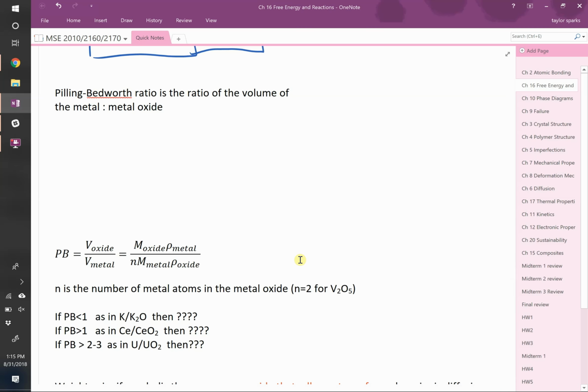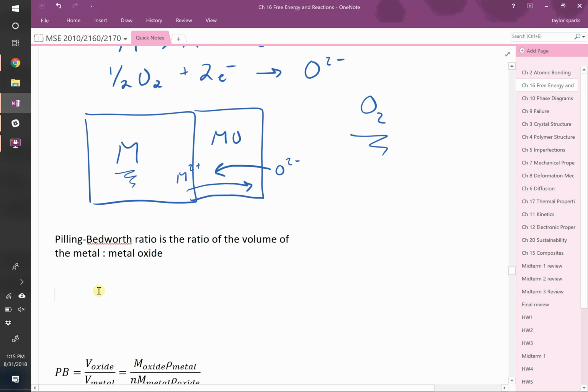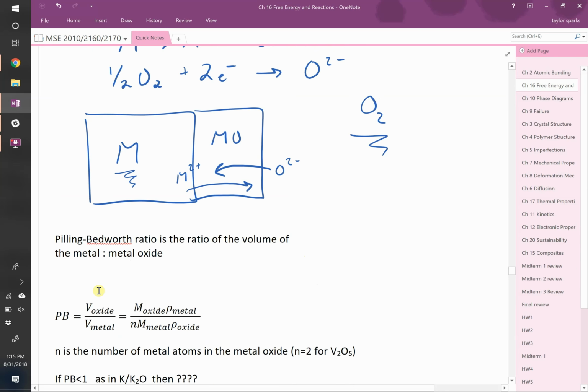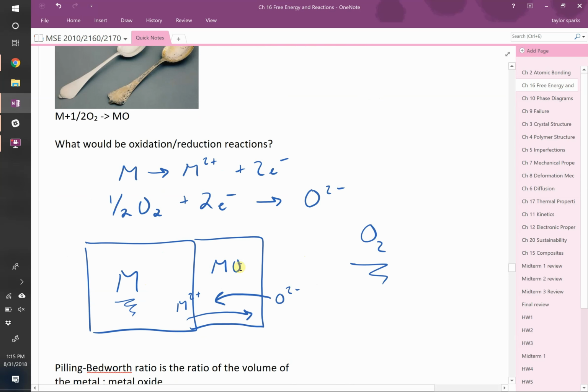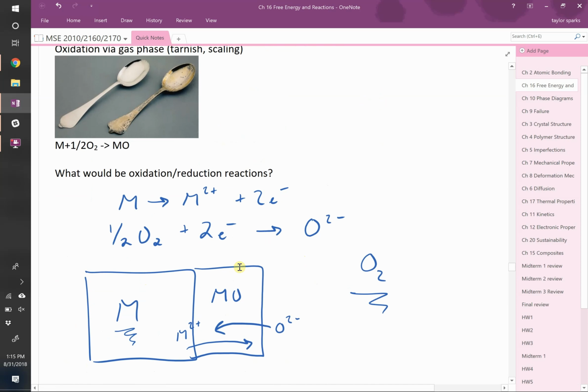All they did is they said, okay, we've got this scenario where you've got a metal and it's going to turn into a metal oxide. They asked this simple question: is the volume equal? In other words, for every 1 mole of metal that I corrode, do I create 1 mole of oxide that has the same volume? If it's the exact same volume or close to it, then it's going to be a nice fit, and it's just going to keep on growing. That's like what happens with alumina. It's a very similar volume.